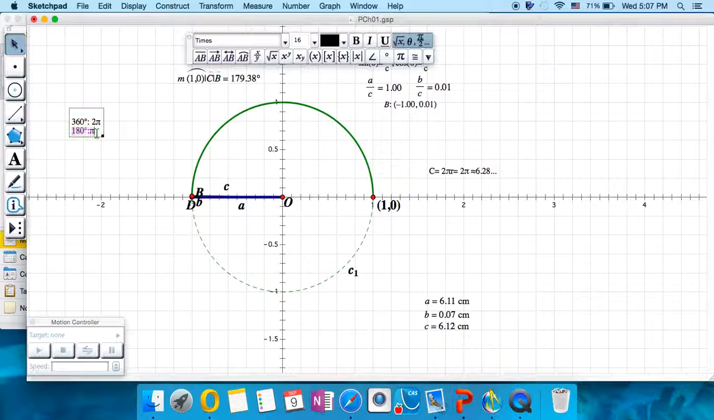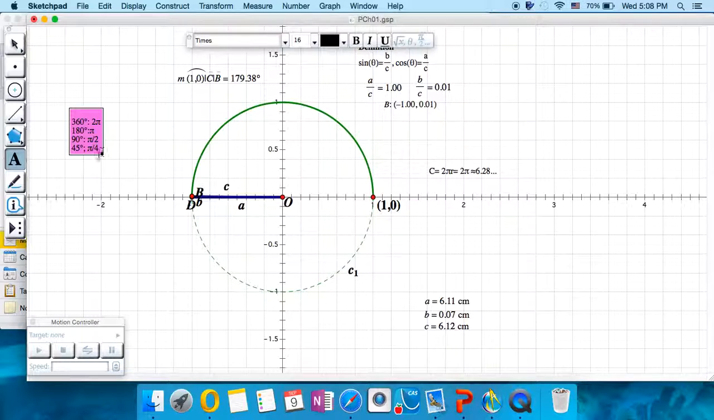If you go to 90 degrees, that is half of 180 degrees, so it is half of pi. If you go to 45 degrees, that's going to be half of that, which gives us pi over 4.